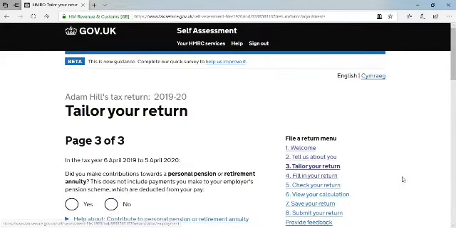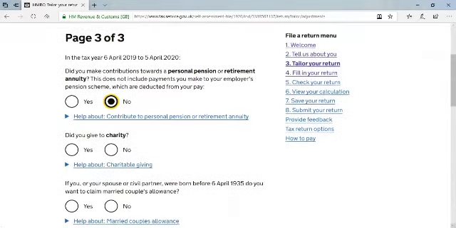Page 3. Did you make any contributions towards a personal pension plan? No. Just to point out here, personal pension plan, this would only be if you've made contributions direct from your bank account to a private scheme. If you were employed via McDonald's, for example, and they are making contributions to a pension scheme, that is not what they're asking for here. It's only contributions you've made directly from your bank account, because they will give you the tax relief in a different way. Did you make any contributions to charity?